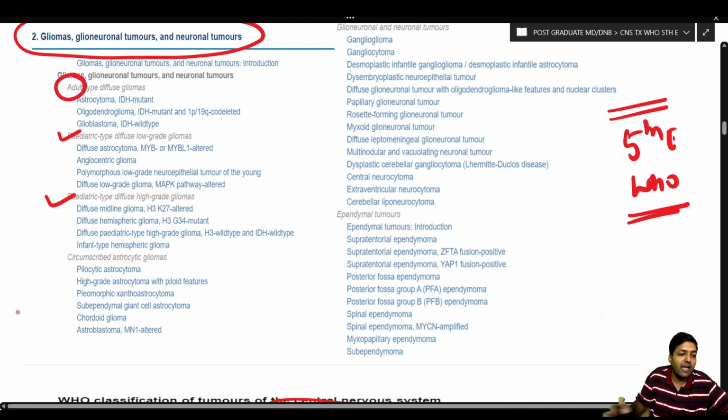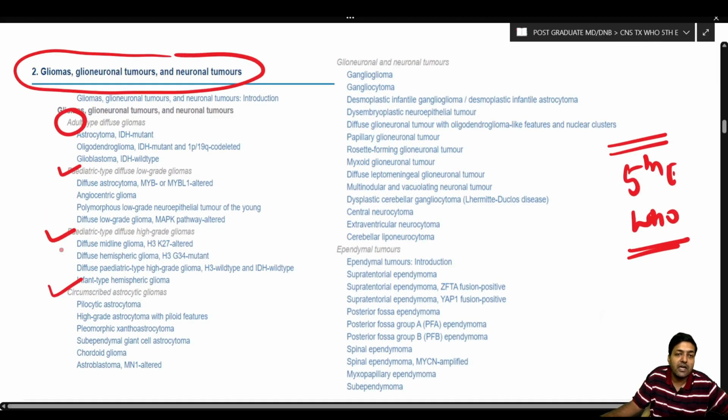Apart from that, we have circumscribed astrocytic gliomas. Okay, these are those gliomas which have more contained or restrained growth. Along with that, the glioneuronal and neuronal tumors, and then we have ependymal tumors as well. In the ependymal tumors, it has been completely reclassified according to their site and location. For example, we have supratentorial ependymoma, then posterior fossa ependymoma, spinal ependymoma, and then myxopapillary and subependymoma. So it is according to the location, number one.